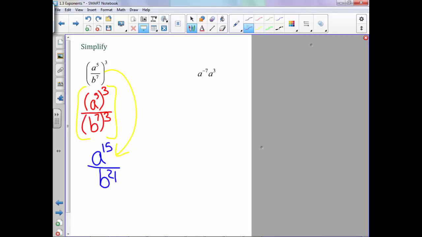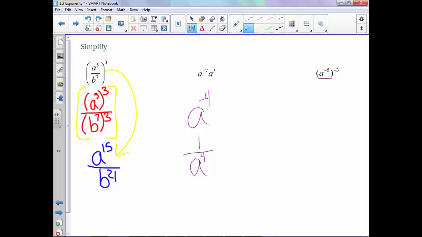So this next one, once again, our bases are getting multiplied, so we want to add our exponents. Negative 7 plus 3 is negative 4. But now we've got a negative exponent, which means it'll be a to the positive 4 in our denominator. We've got an exponent raised to an exponent, so we'll multiply. So negative 5 times negative 3 is 15, so we'll have a to the 15th.